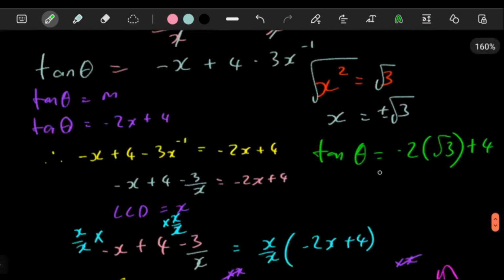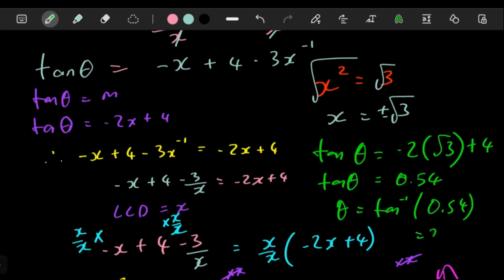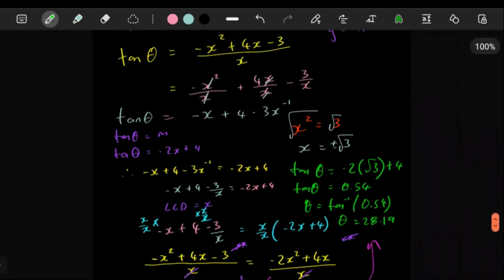So let's see here what we're going to get. This is going to give us, in the calculator, 0.54 if you round off to 2 decimal places. And then from here, we can just work out theta by saying shift tan of 0.54. Let's see what that is in the calculator. Okay, this is giving us 28.19. There we go. So this is the angle of theta. Let us move on to the next question.